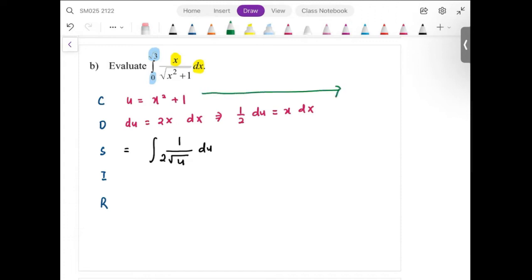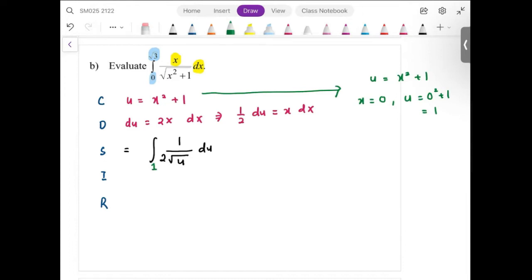So, u is basically x squared plus 1. I rewrite this back. X squared plus 1. Okay. So, first case, when our x is 0, means that u would be 0 squared plus 1. Kita dapat 1 lah. Okay. That's going to be our lower limit. So, saya tukar kat situ. Lower limit dah jadi 1.